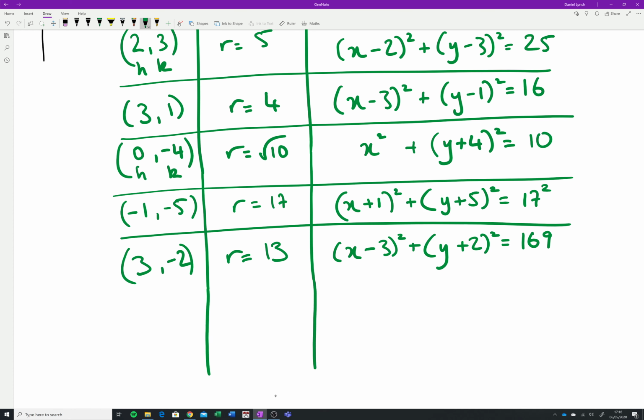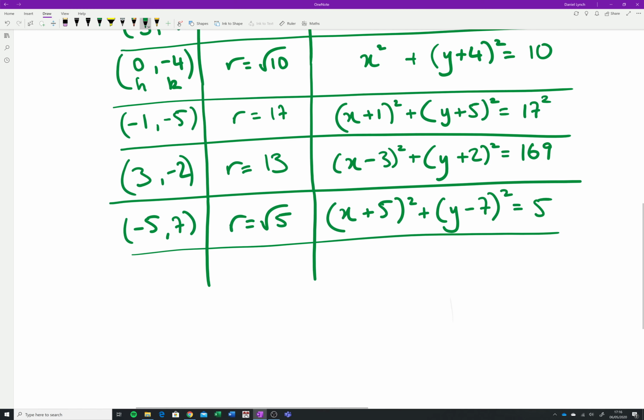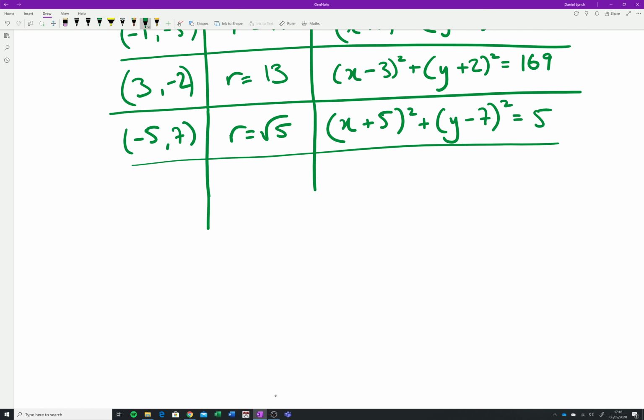Let's give this another shot. We will say x plus 5 squared added to y minus 7 squared. Oops, that should be outside the bracket. 7 squared is equal to, we'll just say 5. Okay, write down what it is. That's the center. Here we go. Minus 5, plus 7. The radius is root 5. Okay. Get really used to that. Be able to do that in your sleep is what I would suggest.